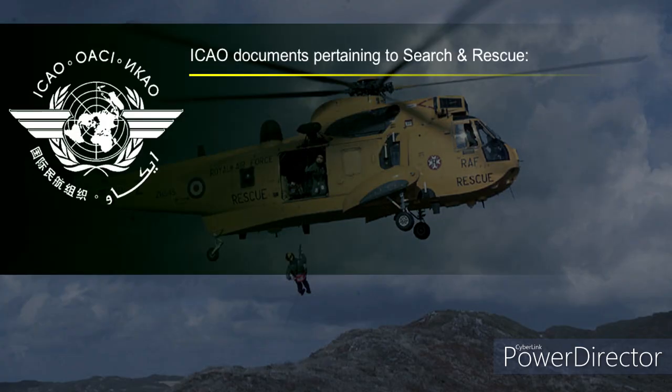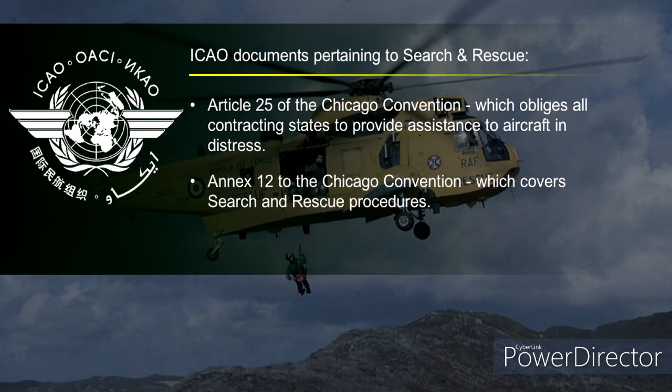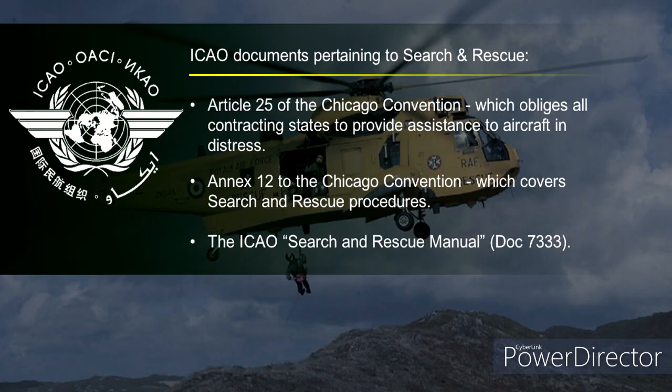The relevant ICAO documents pertaining to search and rescue are Article 25 of the Chicago Convention, which obliges all contracting states to provide assistance to aircraft in distress, Annex 12 to the Convention, which covers search and rescue procedures, and the ICAO Search and Rescue Manual, Doc 7333.